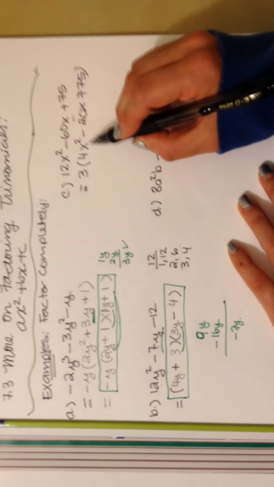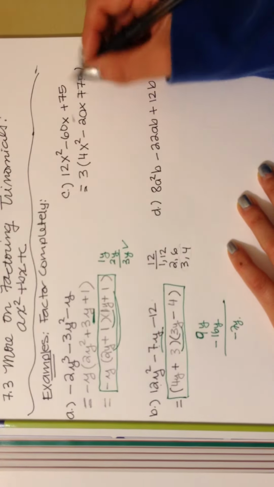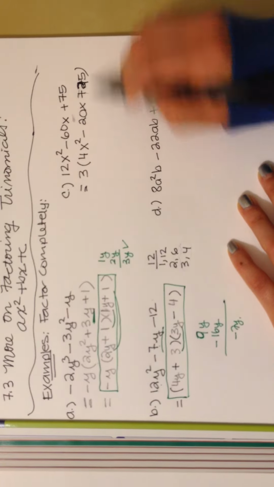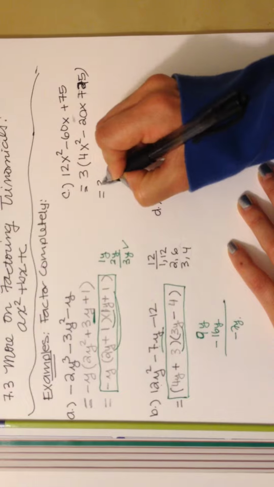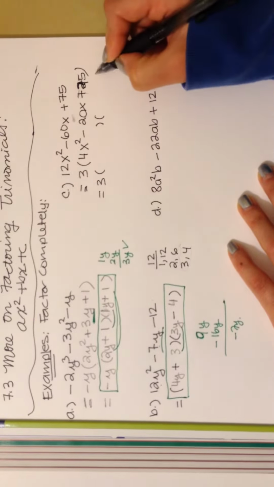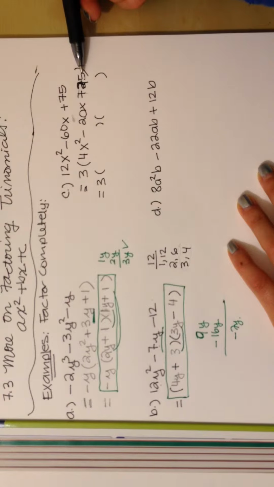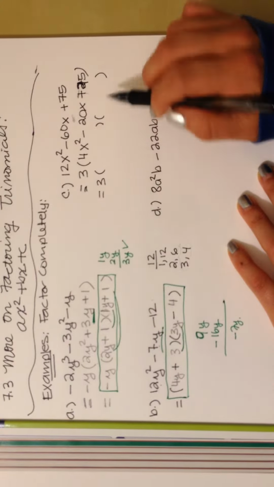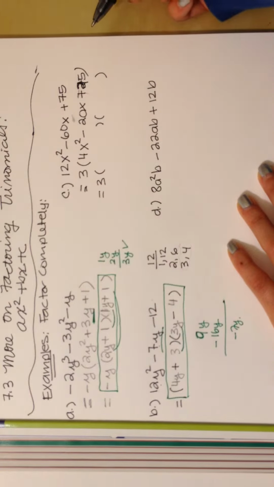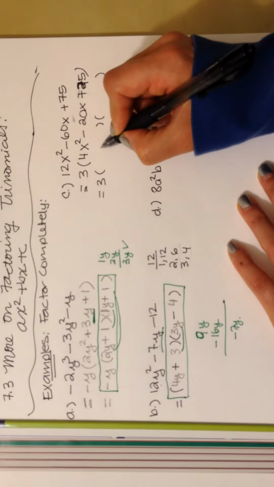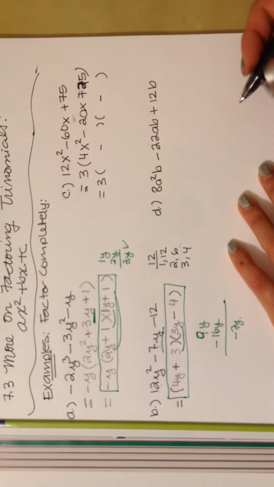Now, the trinomial in the parentheses needs to be factored. We have 2 parentheses. According to the sign rules, if the last term is positive, we need to have plus plus or minus minus. How do you know which one it is? Look at the second term. Second term is negative. That means it should be minus minus.